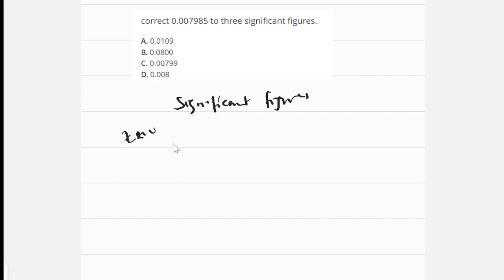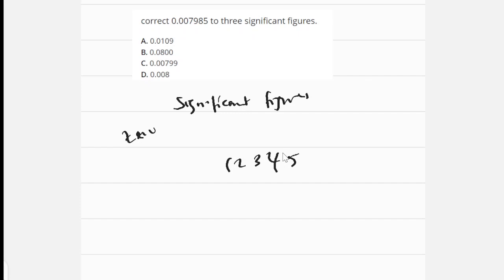So if you are dealing with, or you want to correct a number to a certain significant figure in mathematics, then you are going to consider the first non-zero numbers. In that sense, if I'm to correct 12345 to 3 significant figures, then I'm going to consider the first 3 non-zero numbers. I hope you understand now.